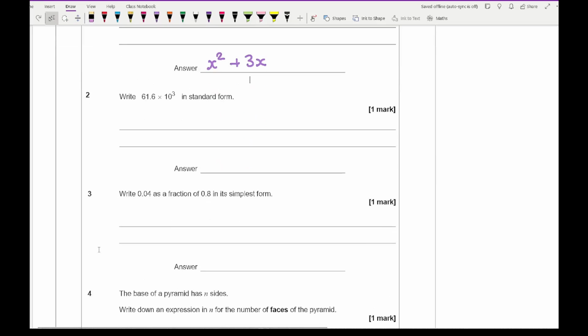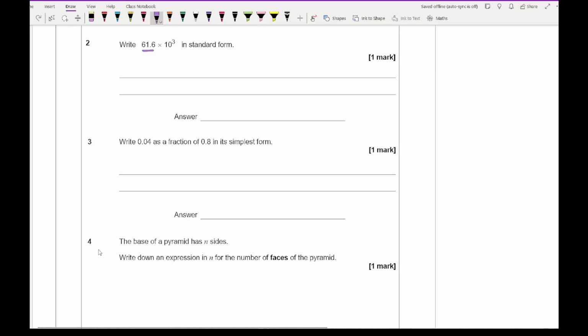Then with question 2, it says work out 61.6 times 10 to the power 3 in standard form. Well, what we need to do is make this number smaller by moving the decimal point one place. So that becomes 6.16. And if we make this number smaller, then we need to make the power bigger. So that's going to be 6.16 times 10 to the power of 4.